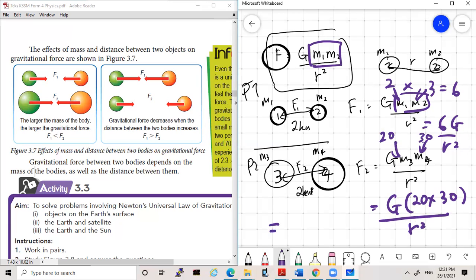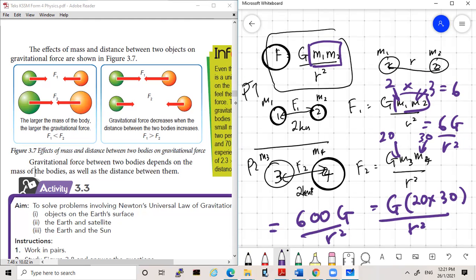So we will get 600G divided by R squared. Here you can see that although both situations have the same distance between the two objects, the masses of the objects are different, where for situation 2, the masses are bigger than situation 1.